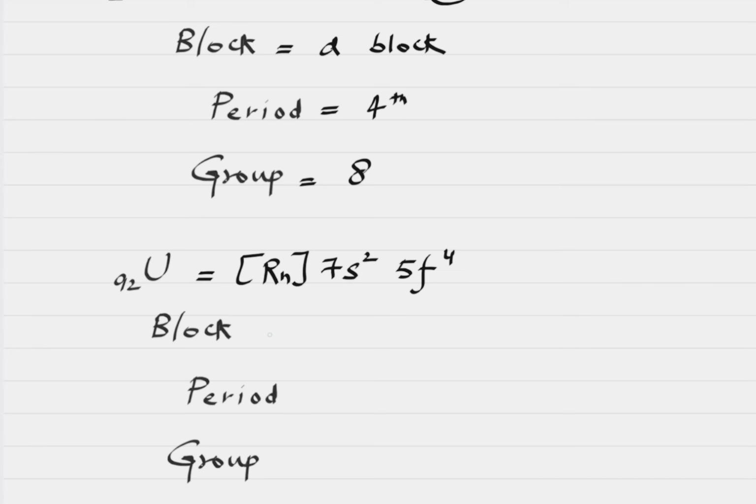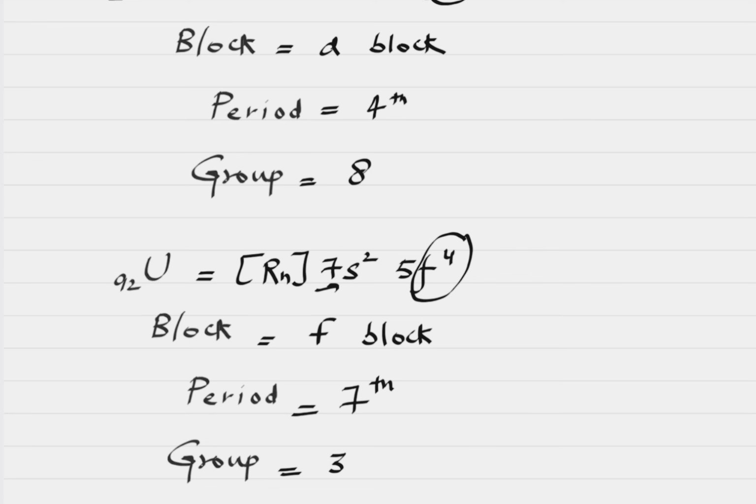Okay. Block number or block is f block, because the last electron enters in the f block. Period number would be 7th period. That means the last period. Group number, since it is f block element, the group number would remain 3rd for all of the f block elements, or you may choose to write just f block element. No mention of group would also be fine.